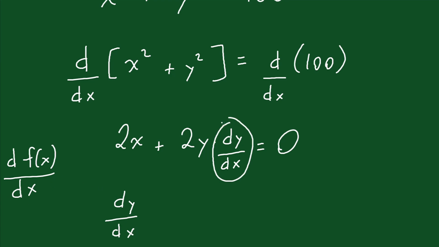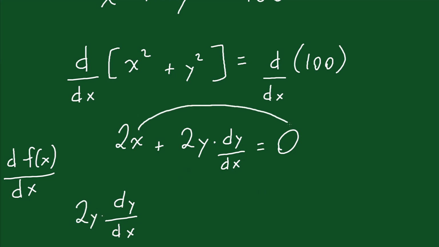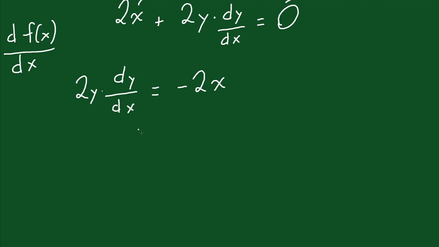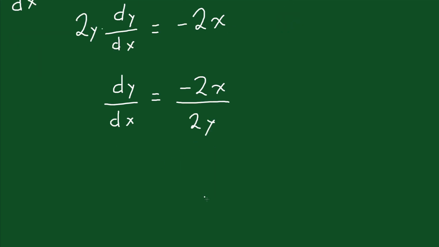Well, we happen to have a dy dx in our equation. Let's solve for that dy dx. How do we do that? Well, that 2y is stuck with it, so I'm going to put that with it. But that 2x we can move to the other side of the equal sign, minus 2x. So we're just doing a little bit of algebra to isolate the dy dx. Now divide both sides by 2y. So dy dx is equal to negative 2x divided by 2y. Further, we can simplify that. Dy dx is equal to negative x over y.